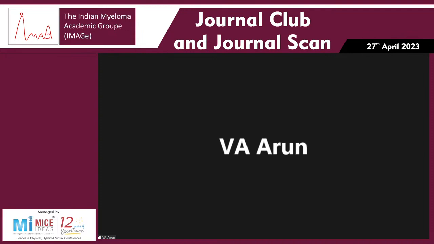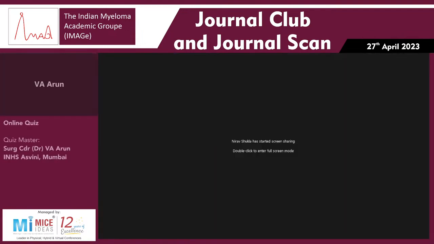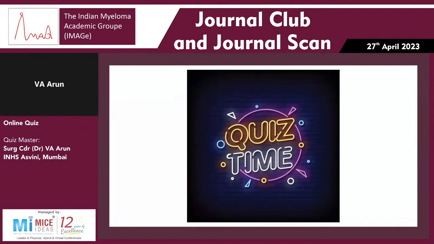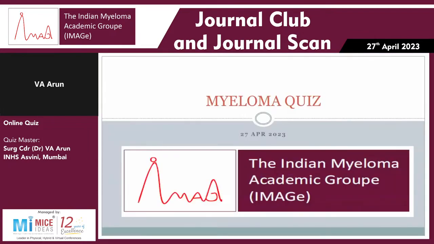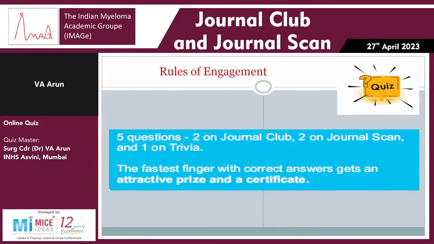That will be the quiz, the widely awaited one. We are close to 100 people logged on now. We have quiz time. Next slide. The rules of engagement are very clear. We have 5 questions here. One is going to be a trivia, then 2 questions each on the journal club and the journal scan, which was just discussed. And the fastest finger with the correct answers gets a voucher, a certificate. Let's start the ball rolling.